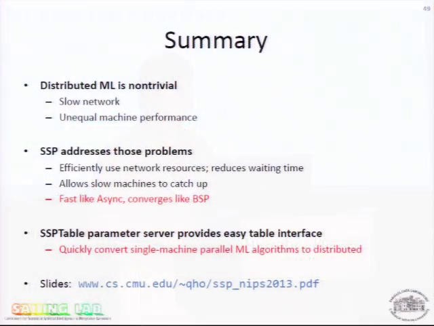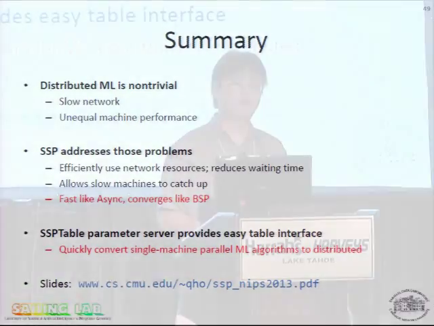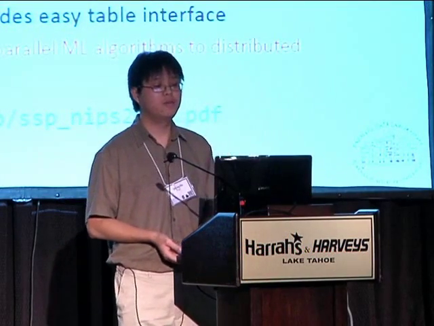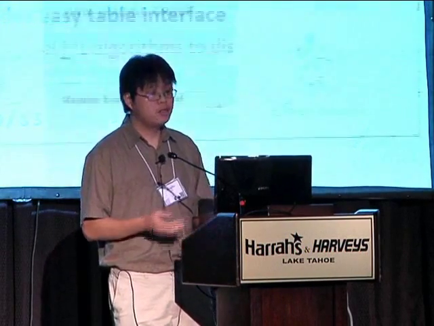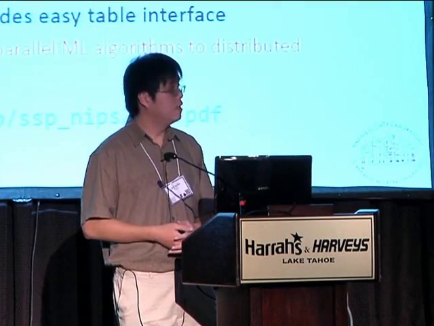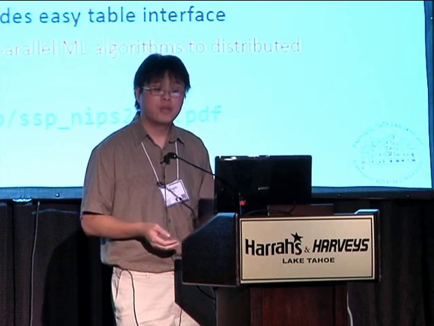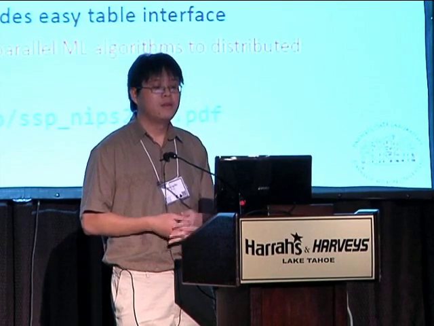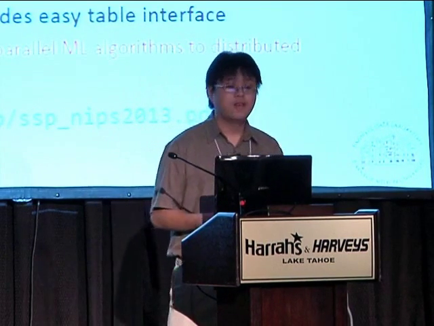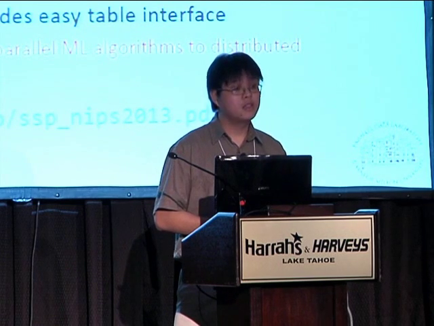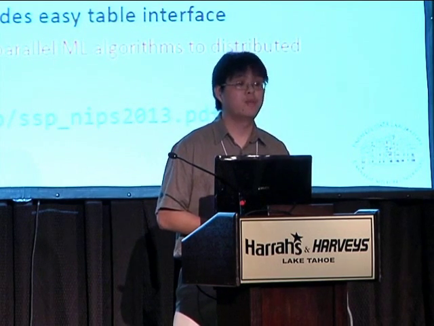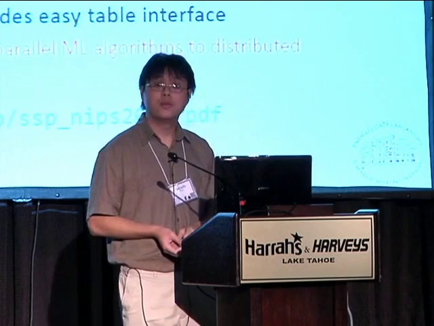With that, I will conclude my summary. Distributed ML is non-trivial. There's a slow network, unequal machine performance. SSP addresses these problems by efficiently using network resources to reduce waiting time. It allows slow machines to catch up. And it's fast like async, but converges like BSP. And the point really is that a parameter server like SSPTable provides an easy interface to quickly convert your single machine parallel ML algorithm into a distributed setting.